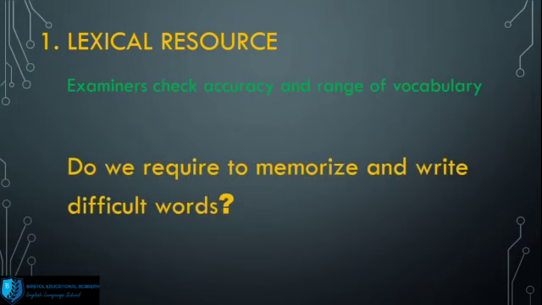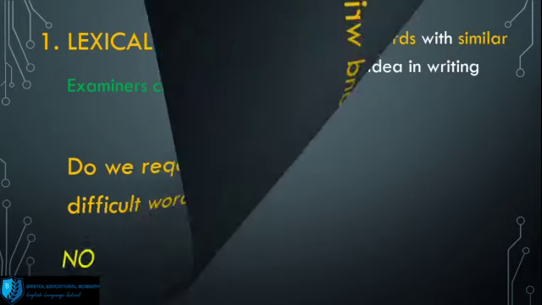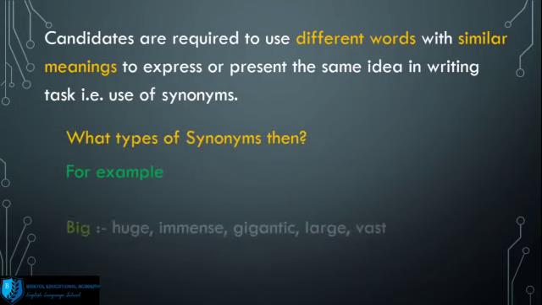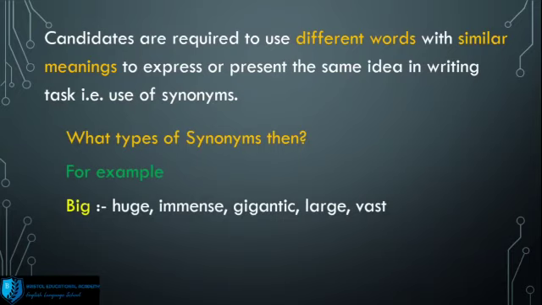So do we need to memorize and write difficult words? The answer is no. Here, the candidates are required to use different words with similar meanings to express or present the same idea in writing tasks. That is the use of synonyms. So what types of synonyms then? For example, in our question prompt, there is a word called big. Then in our answer sheet, we can use huge, immense, gigantic, large and vast.